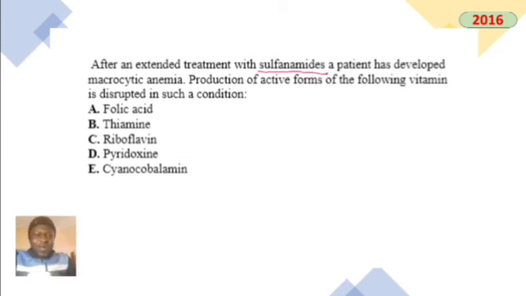So what's the buzzword here? Okay, just remember: macrocytic anemia, folic acid, vitamin B9, right? Sulfonamides, inhibition of PABA pathway, folic acid, tetrahydrofolate. So folic acid is your answer.